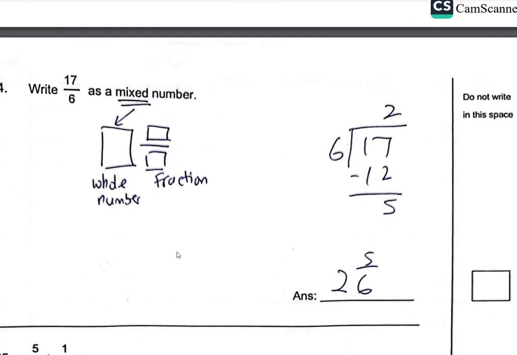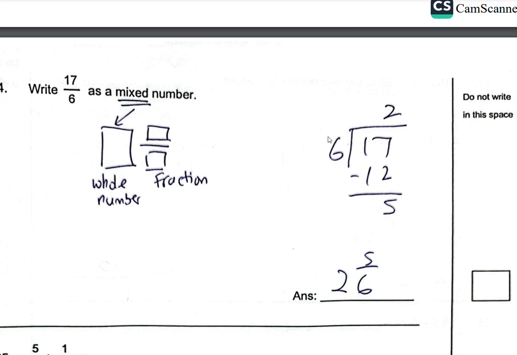Okay, next one. Writing 17/6 as a mixed number. Now, what's a mixed number? A mixed number looks like this. There's a whole number on the left, together with a fraction just next to it. So this can also be read as 17 divided by 6. This line is like divided by. So 17 is inside, 6 is outside.